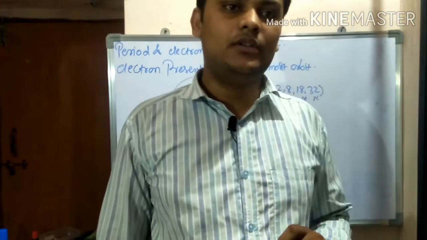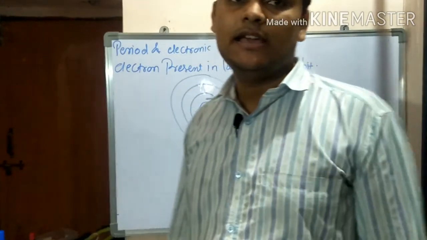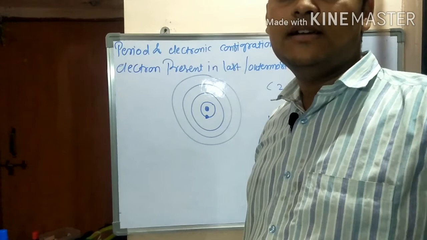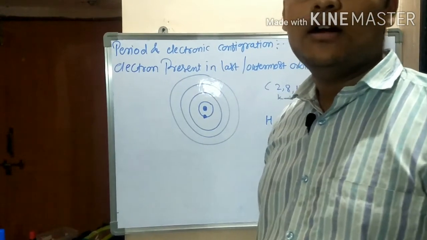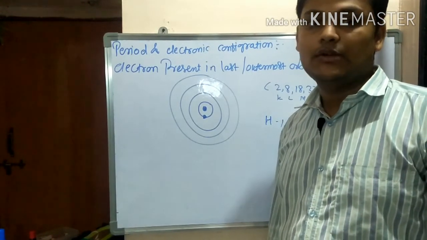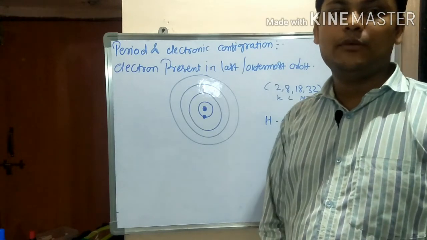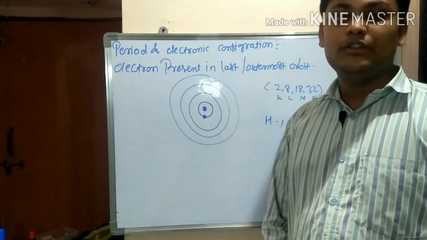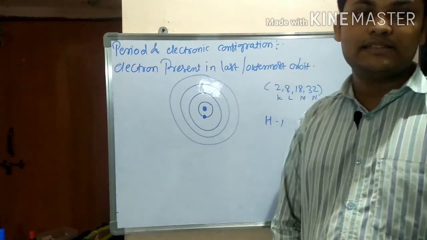As per the electron holding capacity, 2 elements are present in the first period and 8 elements in the second period. The third period also contains only 8 elements. There are a few factors which control the filling of electrons.